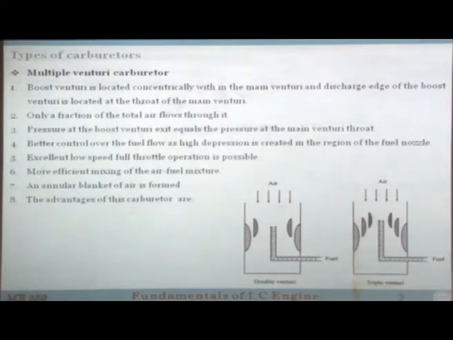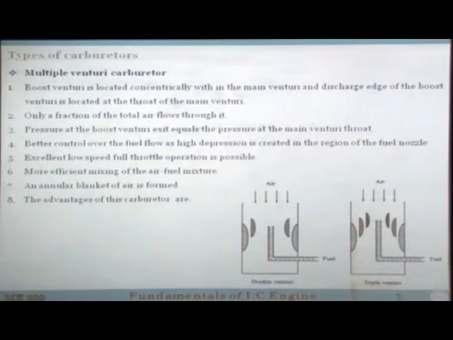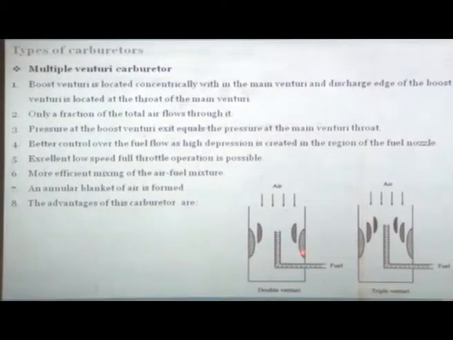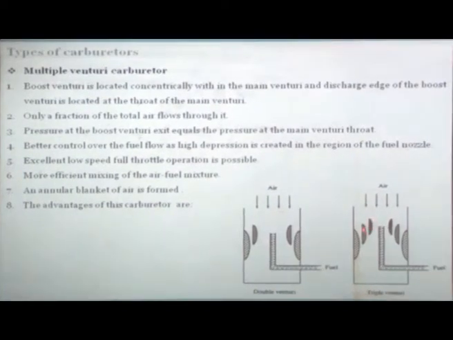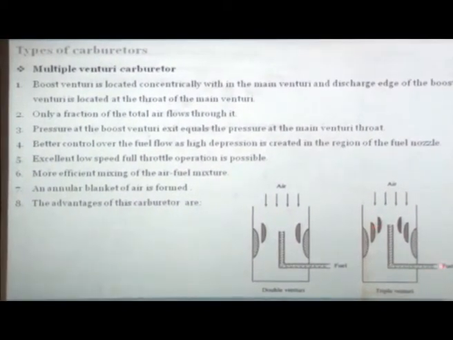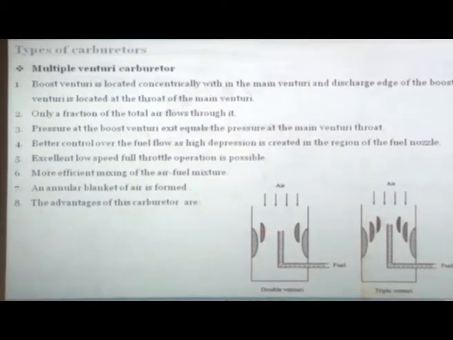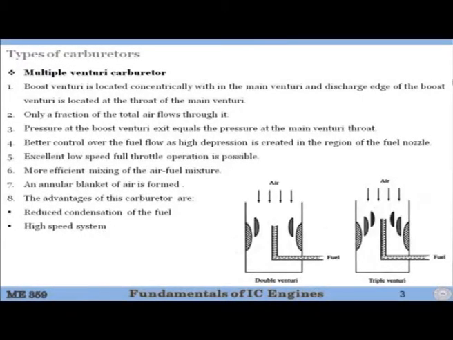We have multiple venturi carburetors. We have seen that in a simple carburetor there is only one venturi. When you need to vary the pressure or create the vacuum, a boost venturi is located concentrically with the main venturi. So there is a main venturi, and concentric to this there is another venturi. This is a double venturi system. In a triple venturi system, this is the main venturi, there is another venturi, and inside this there is another venturi.